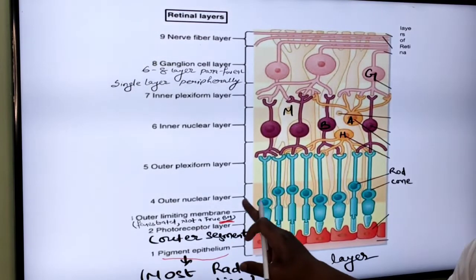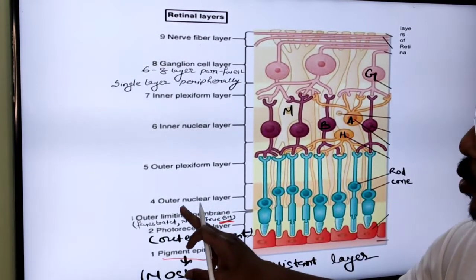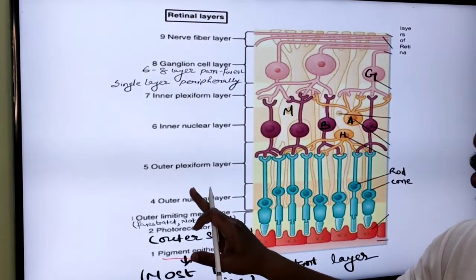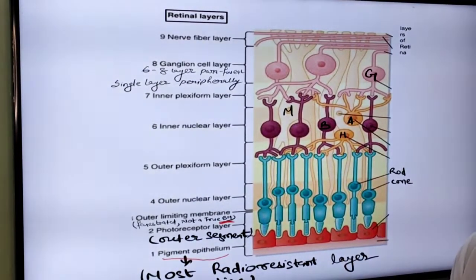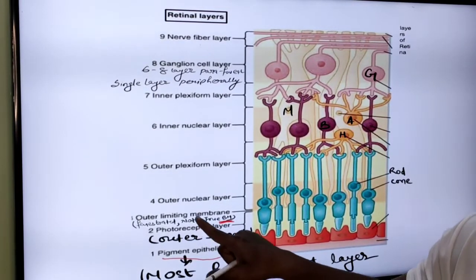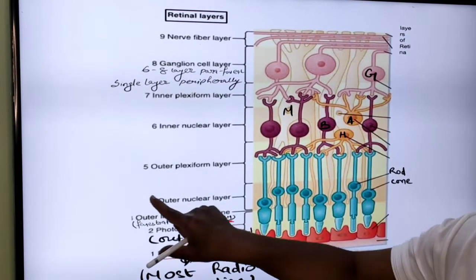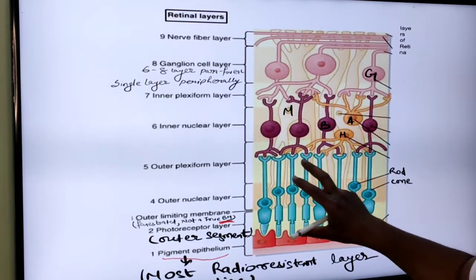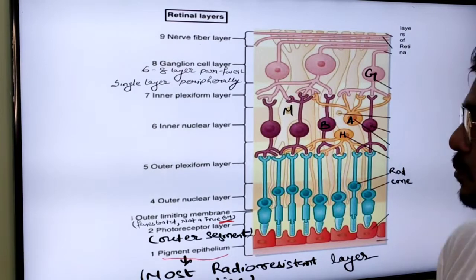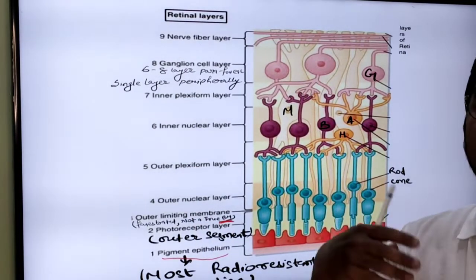So the cell bodies of the rods and the cones form the outer nuclear layer, meaning the nuclear layer forms the cell bodies. Got it? So these three layers, the photoreceptor layer, outer limiting membrane and outer nuclear layer, are formed by only the rods and the cones. Got it? Plexiform, where the plexus is formed.